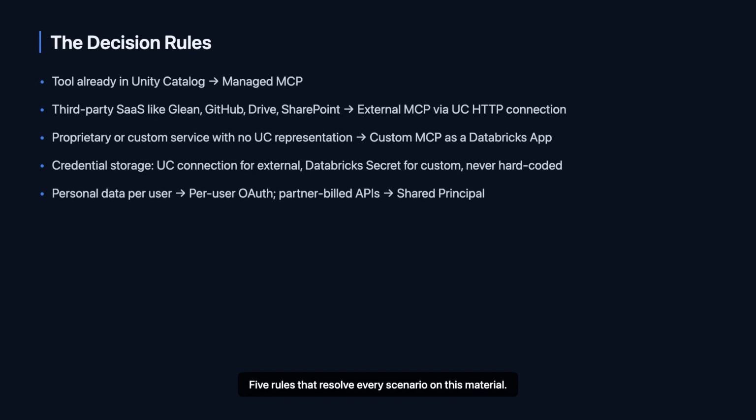5 rules that resolve every scenario on this material. Tool already in Unity Catalog? The answer is managed MCP. Third-party SaaS like Glean, GitHub, Drive, or SharePoint? The answer is external MCP routed through a UC HTTP connection. Proprietary service with no UC representation? The answer is a custom MCP deployed as a Databricks app. For credentials, external goes in a UC connection, custom goes in a Databricks secret. Hard-coded is never the answer. And for authentication mode, personal data per user means per-user OAuth, while partner-built APIs mean shared principal.